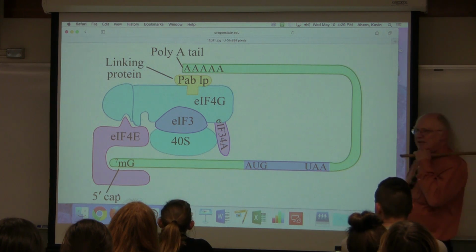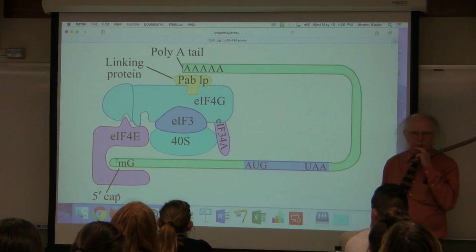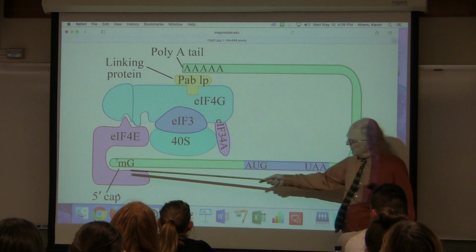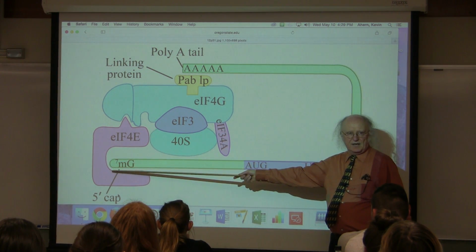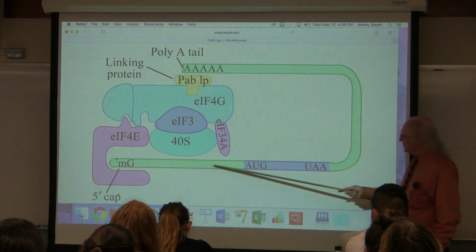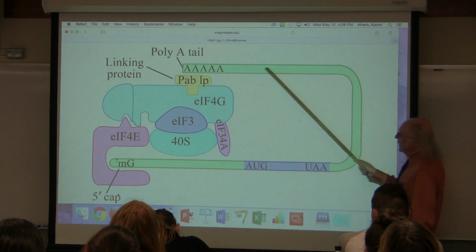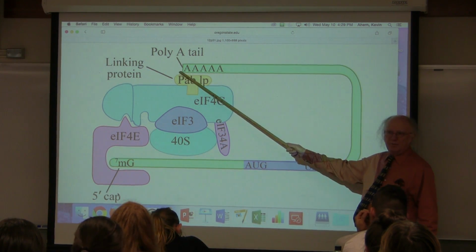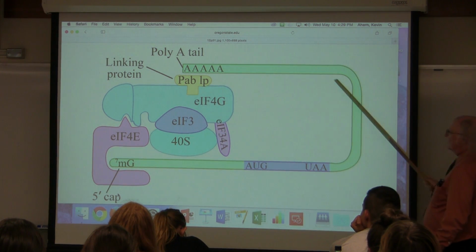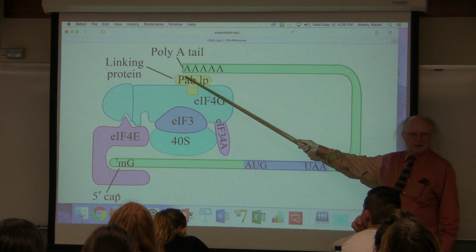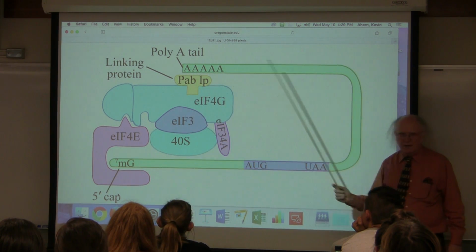What I'm showing you is that same messenger RNA in a little different view. Here's the 5' end. That's where the methyl G is. That's where the cap is down here. Here's the messenger RNA running all the way over here to the poly A tail at the 3' end. So if we follow the green and the purple, we're seeing the messenger RNA. So what's all this other stuff in here?